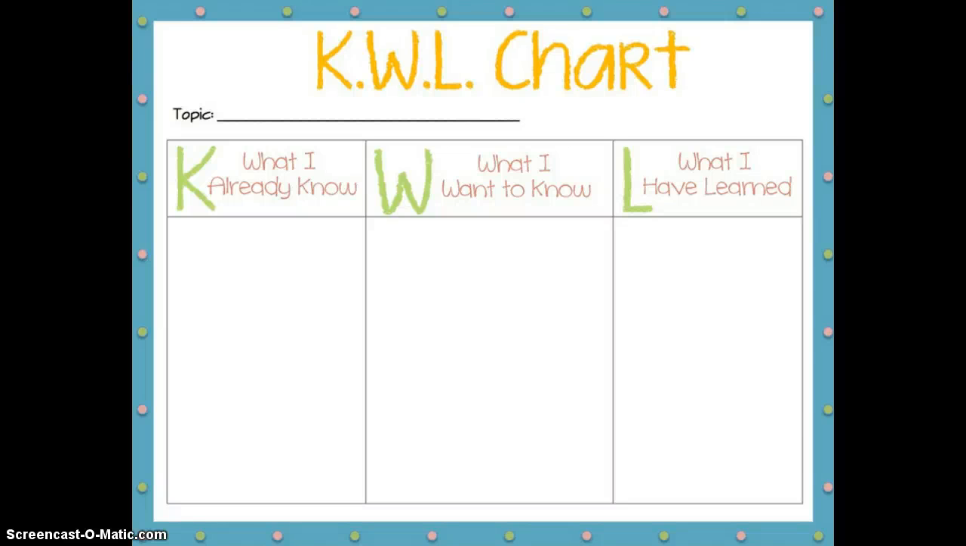For our lesson plan, we started with the KWL chart, and the three parts of the KWL chart are K, which is what you already know, W, which is what you want to know, and L, which is what you've learned so far, or what you learned through the lesson.